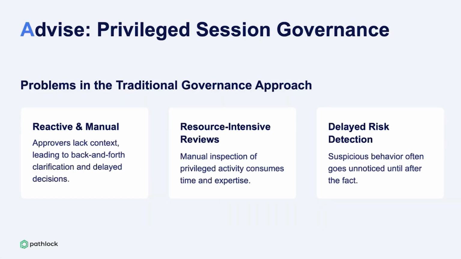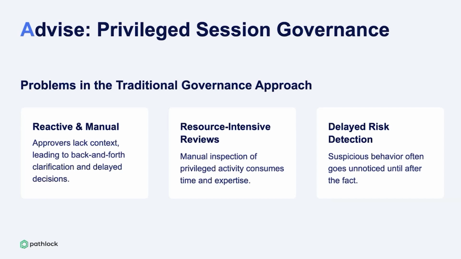The next use case is privileged session governance advise. As I said, the whole idea is to put an agent in processes that have back and forth between the approver and the requester, to have someone in between that does this kind of manual work and provides more context. The problem today with this approach is that it's reactive and manual. You need to submit something and then the approver lacks the context and needs to go back and forth between the approver and the requester, asking questions. And it's a resource intensive kind of review, and the result is delayed risk detection.